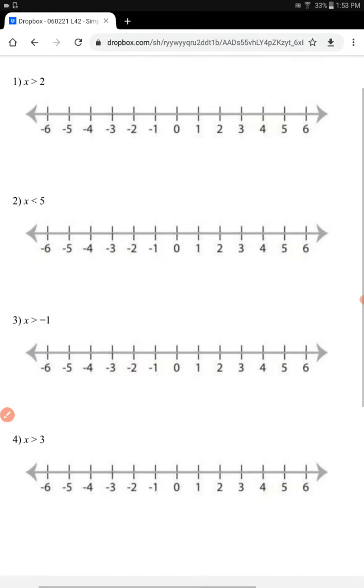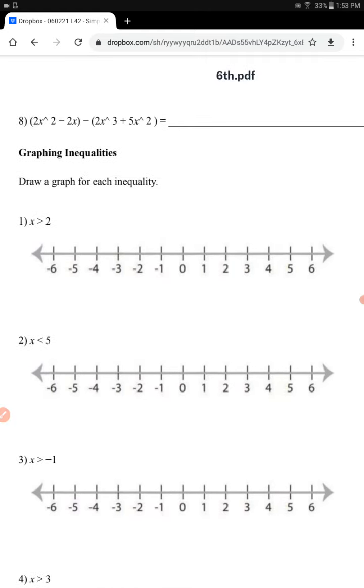Moving swiftly on, graph inequalities, pretty easy. Number 1, x is greater than 2. So 2 is right here. Make sure it's an open circle. And then x is greater than 2. So anything greater than 2, like this. Boom. And that's basically how you do it.